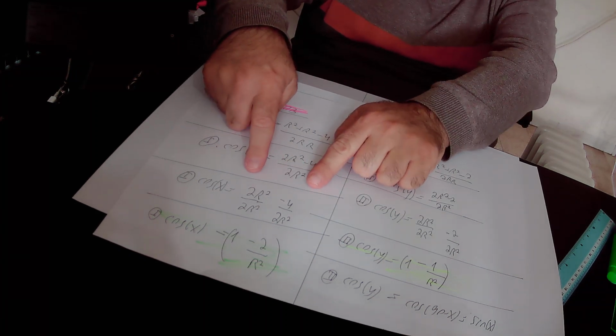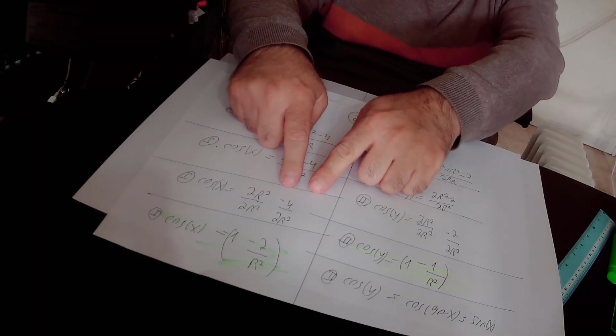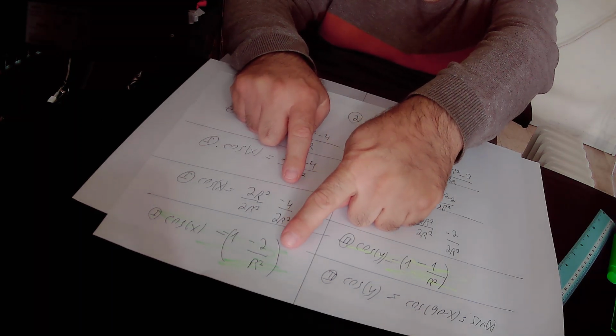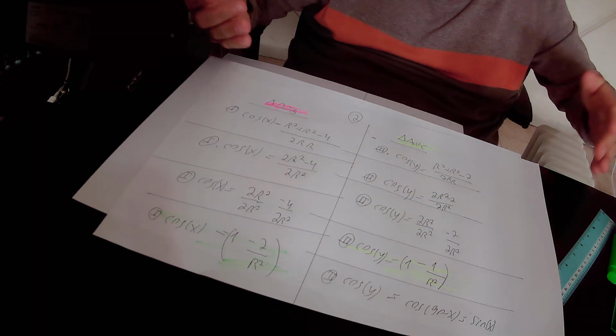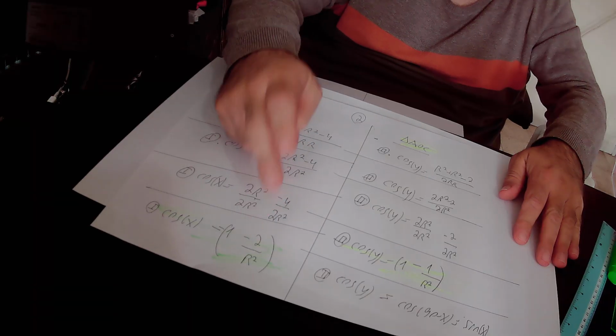So cosine x equals 2r squared over 2r squared, which is 1, and minus 4 over 2 is minus 2. So in the numerator we have minus 2, and in the denominator we are left only with r squared. So according to equation number 1, cosine x equals 1 minus 2 over r squared.